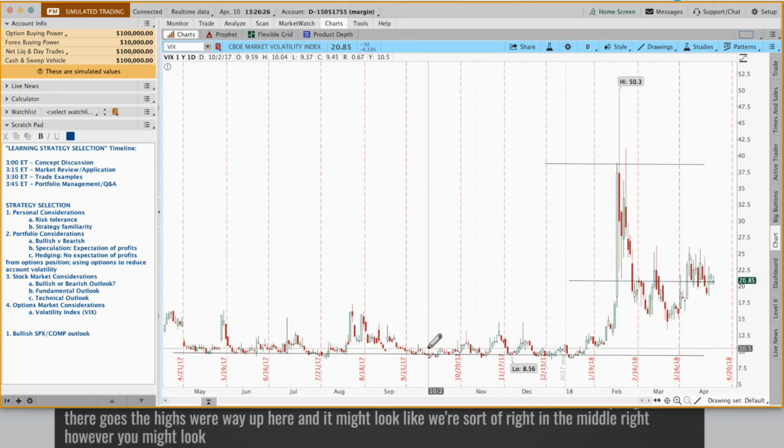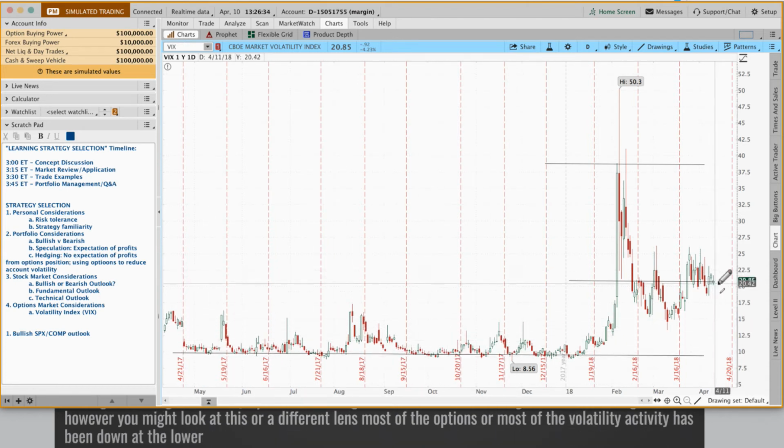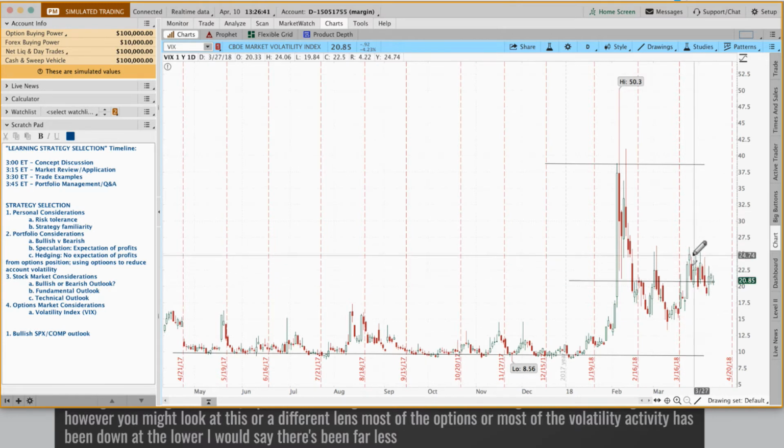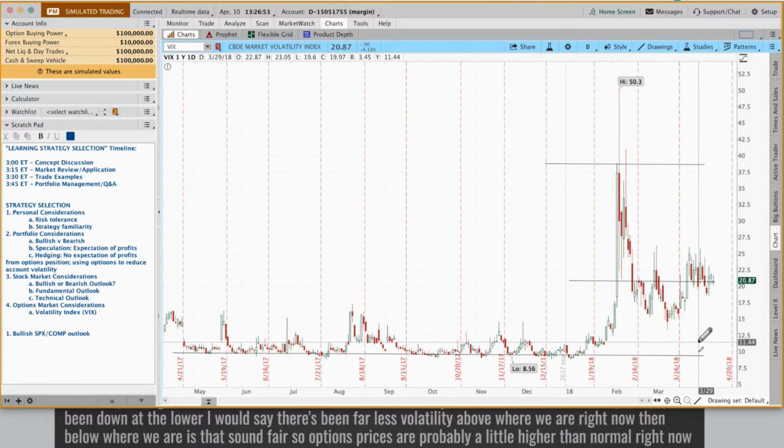However, you might look at this through a different lens. Most of the options or most of the volatility activity has been down at the lower range. I would say in an absolute perspective, there's been far less volatility above where we are right now than below where we are right now. Does that sound fair? So options prices are probably a little higher than normal right now.